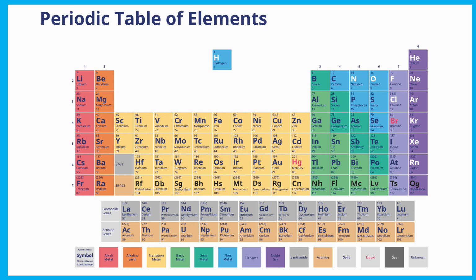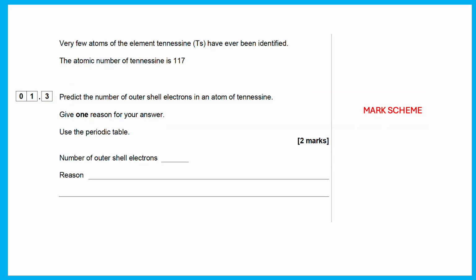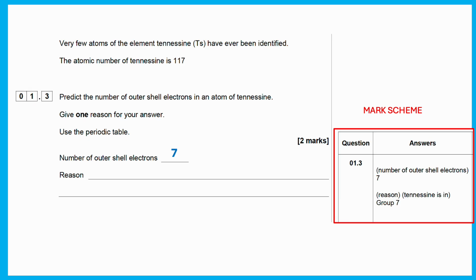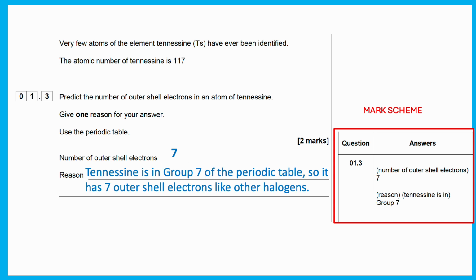To predict the number of outer shell electrons in tennessine, we need to look at its position in the periodic table. Tennessine is in group 7, which means it is a halogen. Elements in group 7 have 7 outer shell electrons. So the 2 answers for 2 marks are: number of outer shell electrons, 7. Correct according to the marking scheme. Reason: tennessine is in group 7 of the periodic table, so it has 7 outer shell electrons like other halogens. This is consistent with the marking scheme's requirement to identify the group.